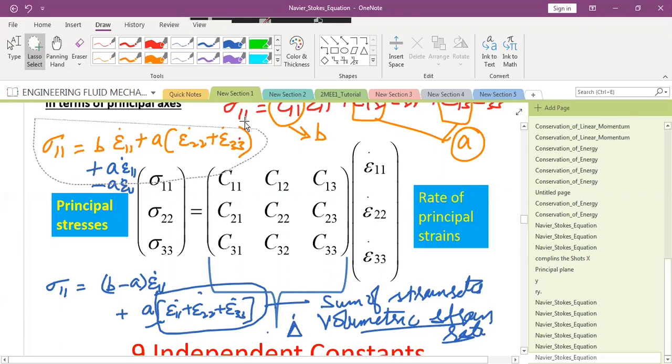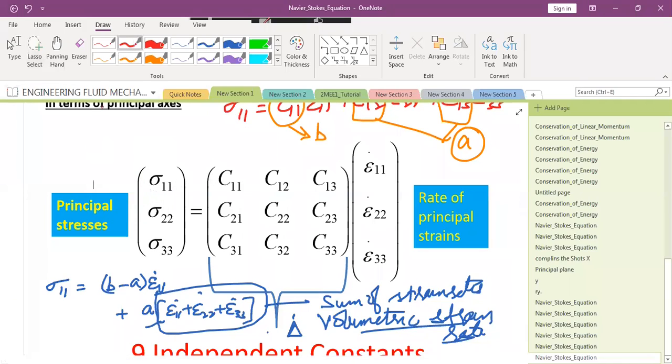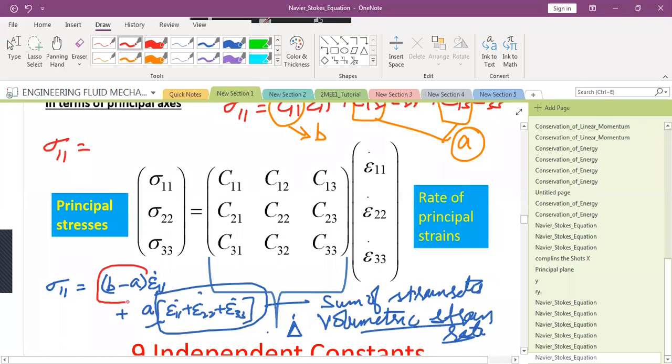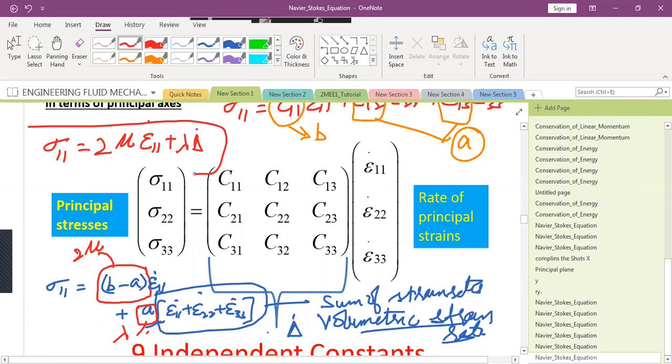So with this manipulation, what do I get sigma 11 as? Finally, sigma 11 is equal to, I can mark this as another constant and this as another constant. Now please be careful what I am putting here. This is 2 mu and this is lambda. So I get 2 mu E11 dot plus lambda delta dot. And you will get to know why I have put 2 here. This is just a mathematical manipulation. I am writing down B minus A with another constant, that is 2 mu.